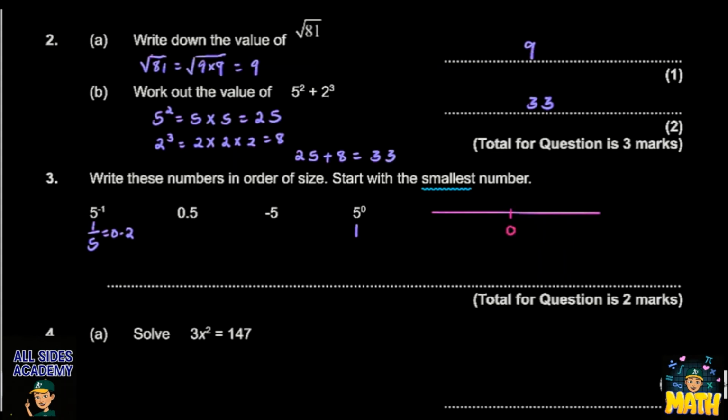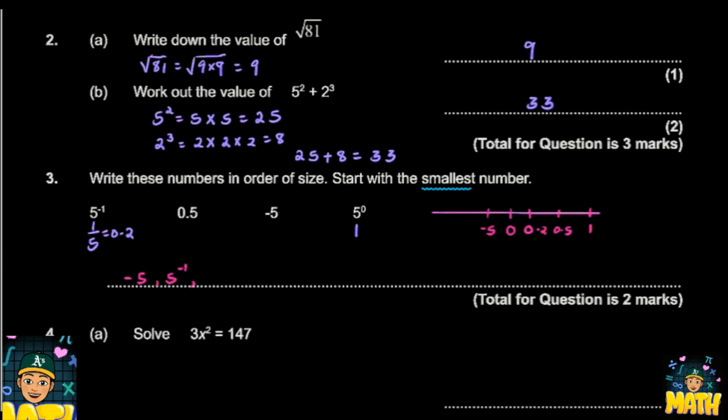I have the number line right there. I have my 0 as the center. I'll start with the negatives, and we have only one, -5. And then the positives, the smallest will be 0.2, then 0.5, then finally 1. Here I'm going to list them in the original form that they came with. So -5, and then we have 0.2, which is 5 to power -1. Then we have 0.5, which just appears as 0.5 in the question. And then finally 1, which is 5 to the power of 0.